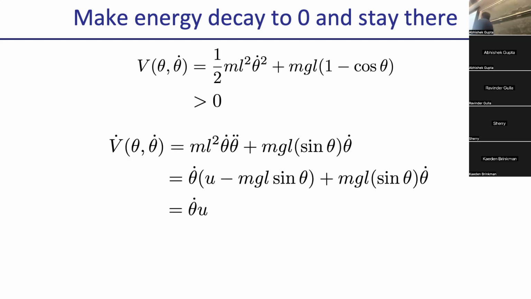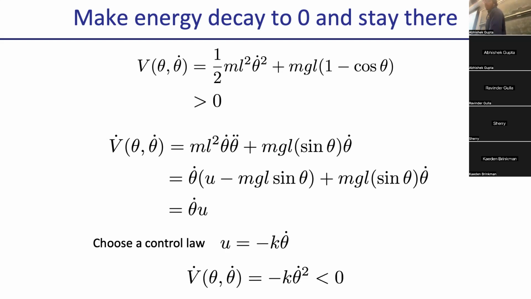And if you take the derivative of the energy, I'm not going to work through this, but basically the derivative of the energy comes out to be theta dot times u. And if you plug in your controller, u is equal to minus k theta dot, then the derivative of your energy is minus k theta dot squared. And minus k theta dot squared is always negative, because theta dot squared is always positive.